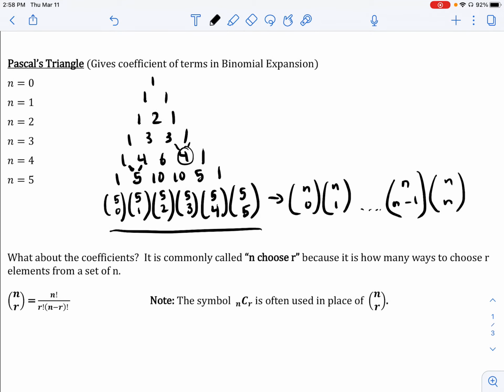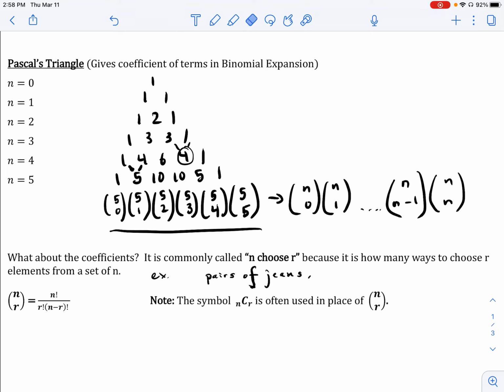I call them combinations, and another way of saying them is n choose r, because what it's referring to is the number of ways that you can choose r elements from a set of n. So for example, if you had 5 pairs of jeans sitting in a drawer and you were packing for a trip, and you could only choose 3 pairs to take with you, the question would be, how many different ways can you choose 3 pairs of jeans?